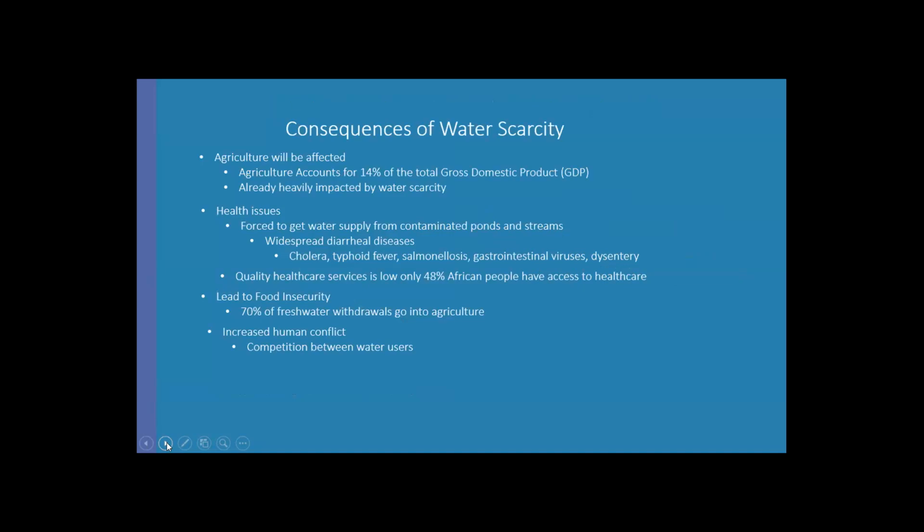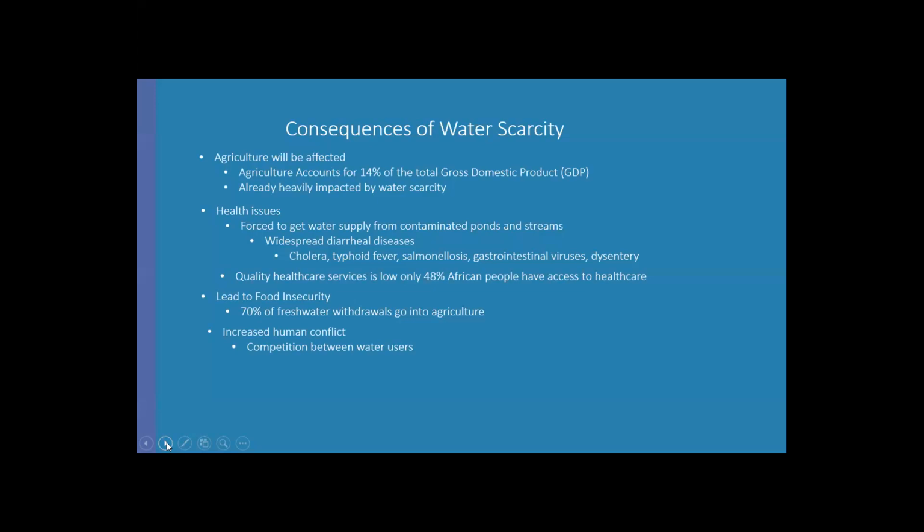This slide shows some consequences of the water issues. The first bullet is agriculture. This is very important in that agriculture accounts for about 14% of the total gross domestic product in Africa. Agriculture is heavily reliant on water. It can also affect health issues.